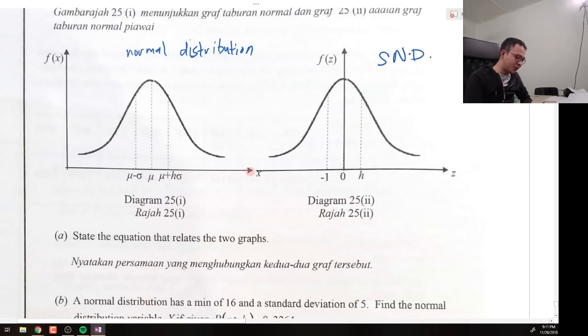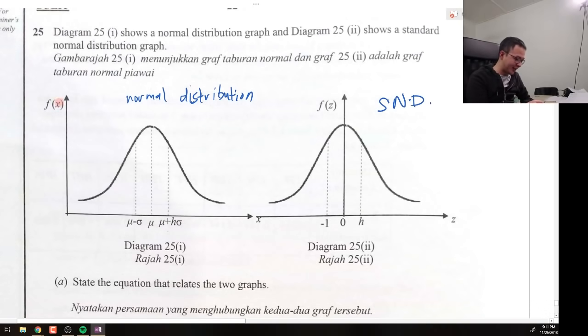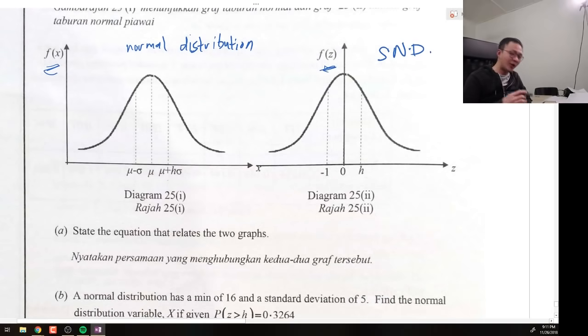The normal distribution is basically still in x. This one is z, right? If you ask me what equation can connect both of them, the first thing that comes to my mind is the z formula: z equals x minus mean over standard deviation. This is how you change from this bell-shaped diagram into another bell-shaped diagram.